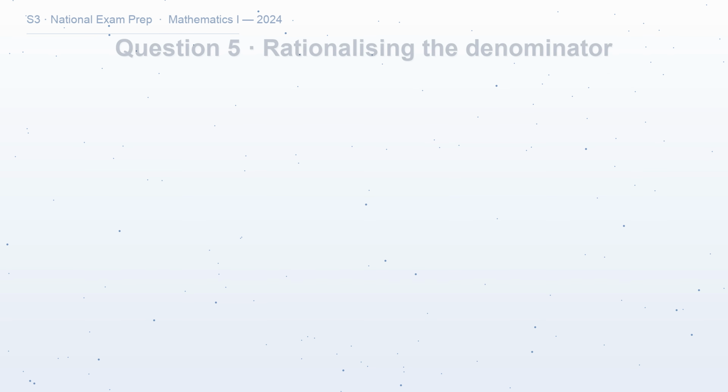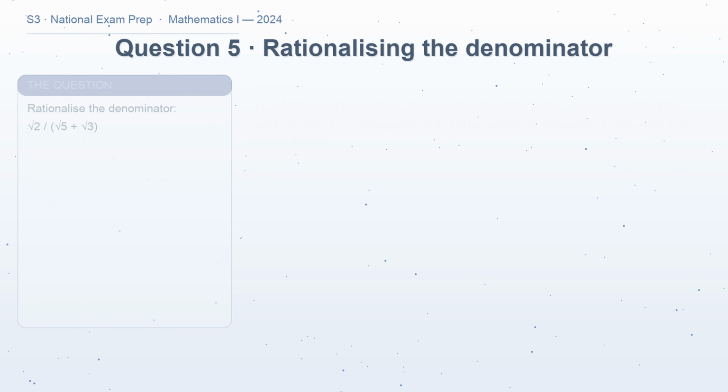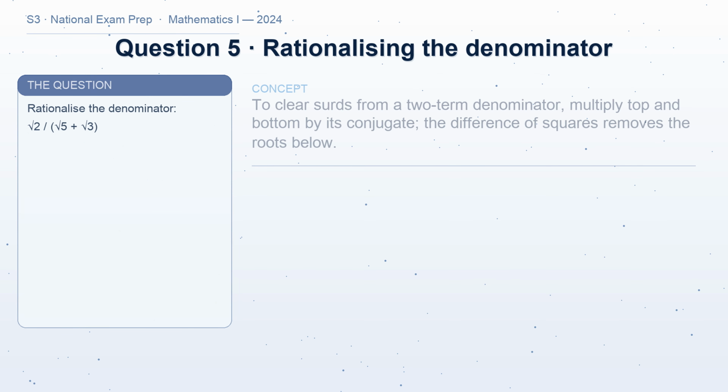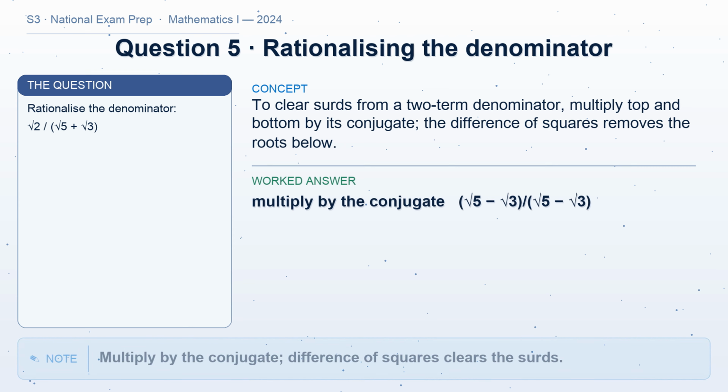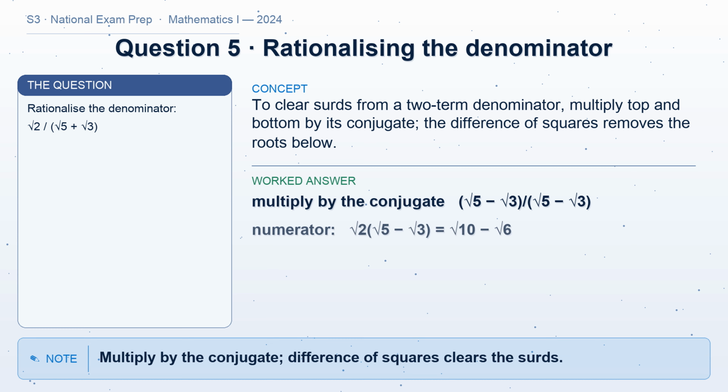Question 5. Rationalize the denominator of root 2 over root 5 plus root 3. Rationalizing means getting rid of the square roots on the bottom. When the denominator has 2 terms, we multiply top and bottom by its conjugate: the same 2 terms, but with the sign in between flipped. Here the conjugate is root 5 minus root 3.